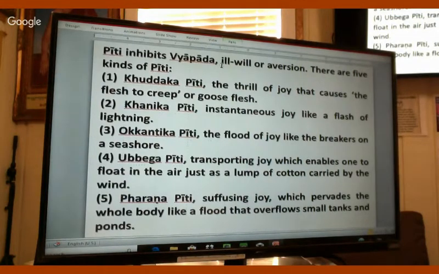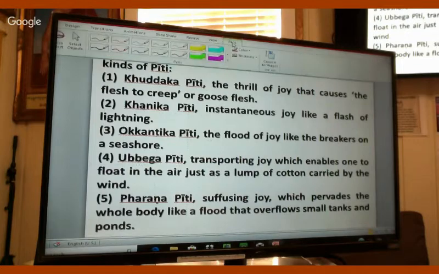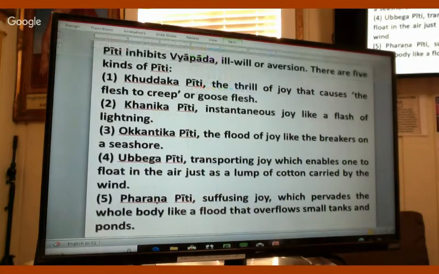So before the explanation of the five kinds of piti, piti stops the vyapada, ill will, or anger. If you have piti, the anger disappears, ill will disappears, aversion disappears. Temporarily, of course, because they are not under the power of wisdom. But under the power of wisdom, piti and wisdom working together, at that time we can. We need more wisdom. That's why we need it.